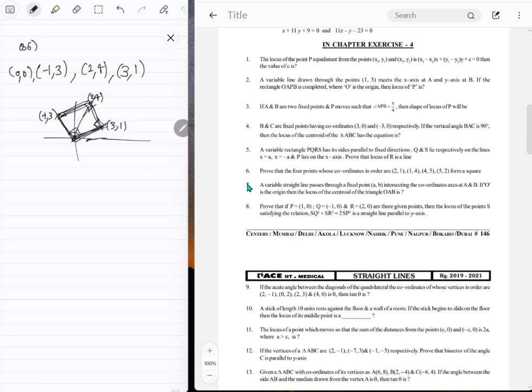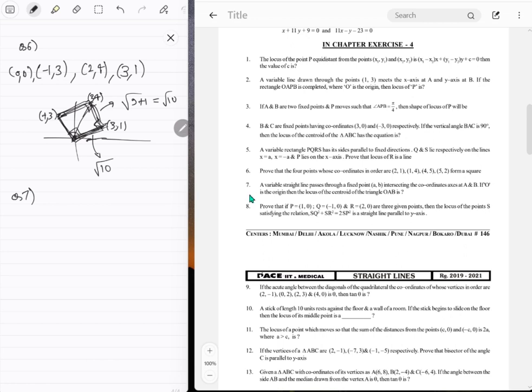Now you just have to prove that these sides are equal. This side length is just square root of 9 plus 1, which is square root 10. This side length is just square root of 4 plus 1, 3 squared is 9, this is 1 squared. So it's also square root 10. There we go. It's a square. So no big deal. Question number 7.